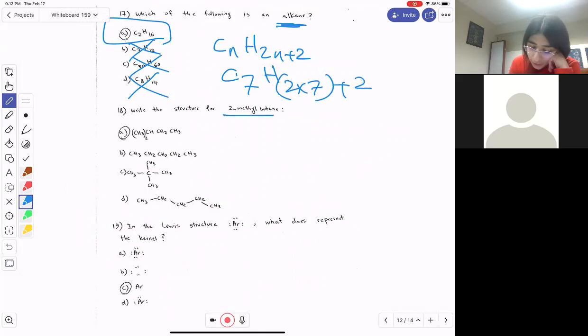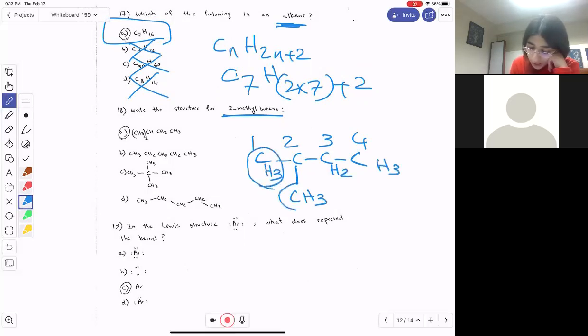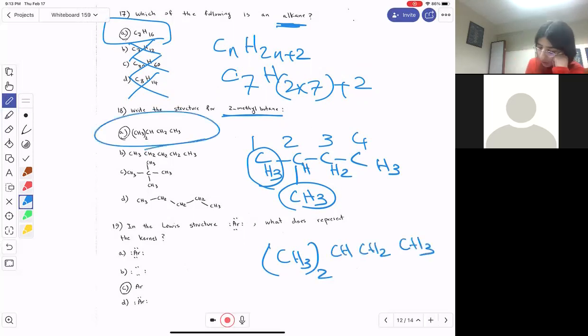Write the structure for 2-methylbutane. 4 carbons, 1, 2, 3, 4. Methyl. It would be CH3, CH2, CH3. So it would be CH3 2 times, and here we have CH, CH2, CH3, which is this one, right? Now this one is dimethyl. So it's not like 2-methyl, right? It would be 2,2-dimethyl.